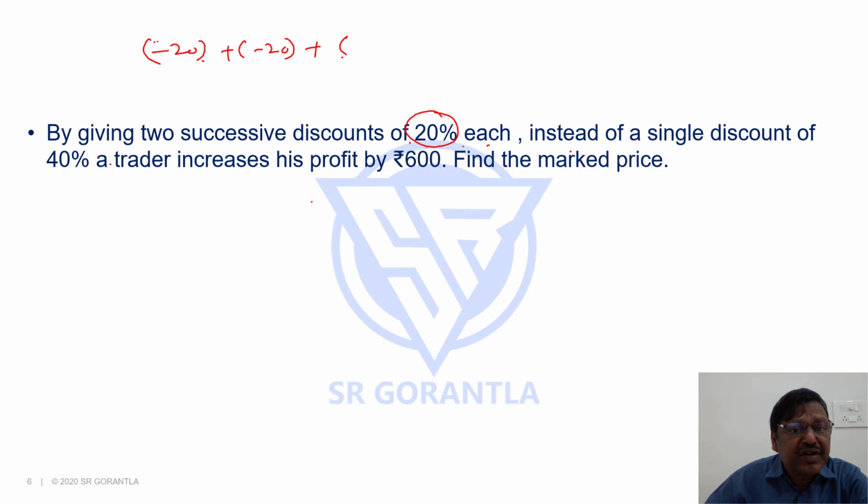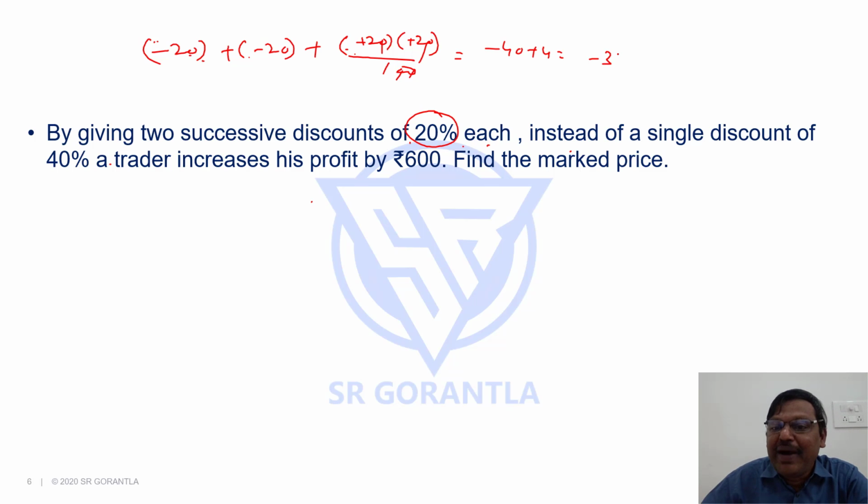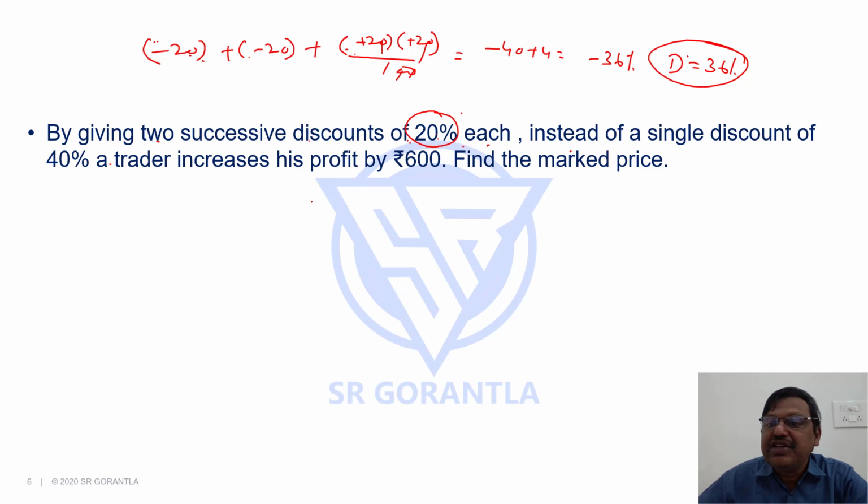x plus y plus xy by 100 formula, minus 20 into minus 20 by 100. That will give you a single discount of what percent? Minus 20, minus 40, but minus into minus becomes plus. Minus 40 plus 4, minus 36%. That means two successive discounts of 20% equal a single discount of 36%. So by giving two successive discounts of 20% each, you are giving only a discount of 36%. If you give a single discount of 40%, you are giving 4% extra discount, rather than in this first case, where you are giving 4% less discount.